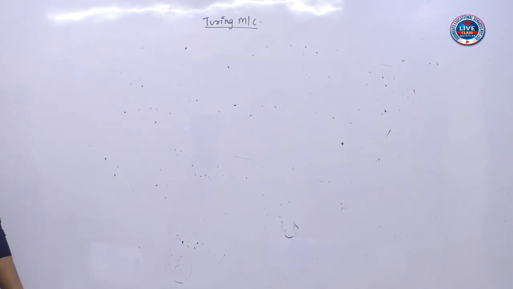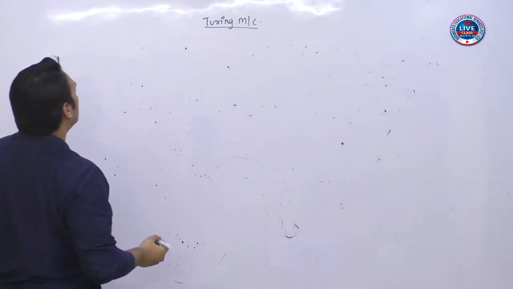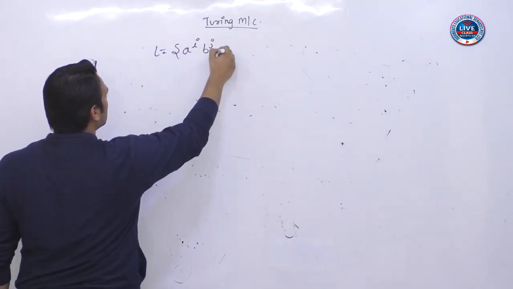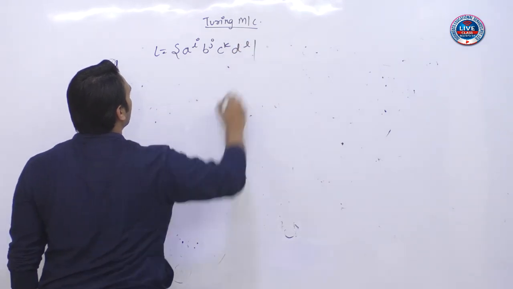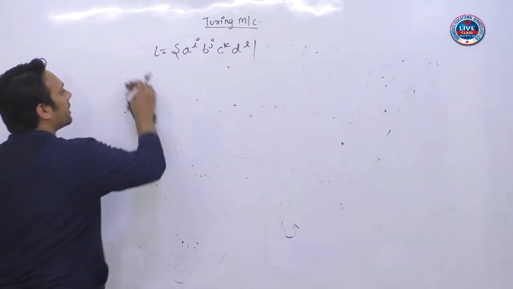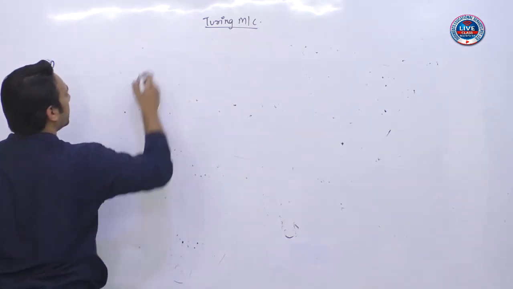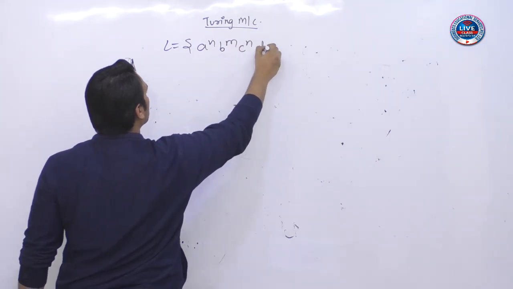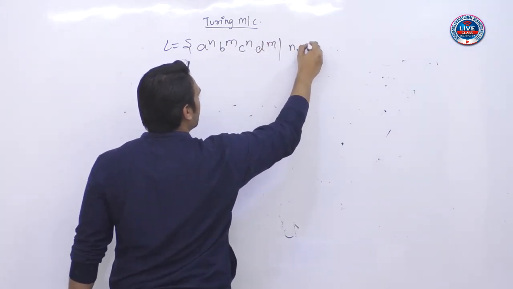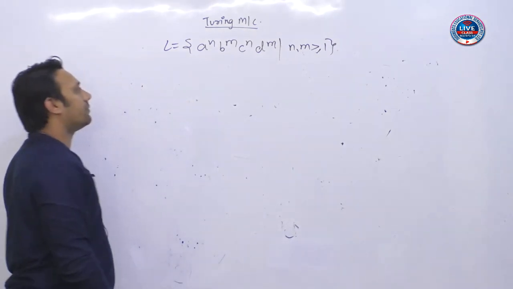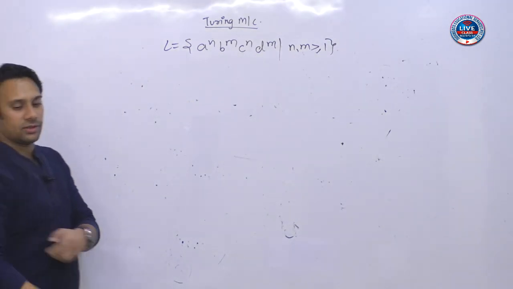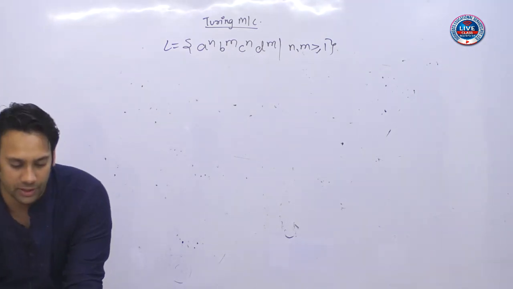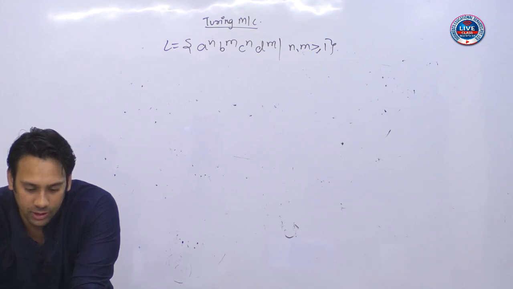So let us take more examples here. We have a language which is a^i b^j c^k d^l. Or let me just write it in a simple manner rather than make it complicated. L is equal to a^n b^m c^n d^m, such that n, m is greater than or equal to 1. Now what we are trying to say is that the number of A and C should be equal and B and D should be equal. Yahan par A aur C equal hona chahiye, B aur D bhi equal hona chahiye.